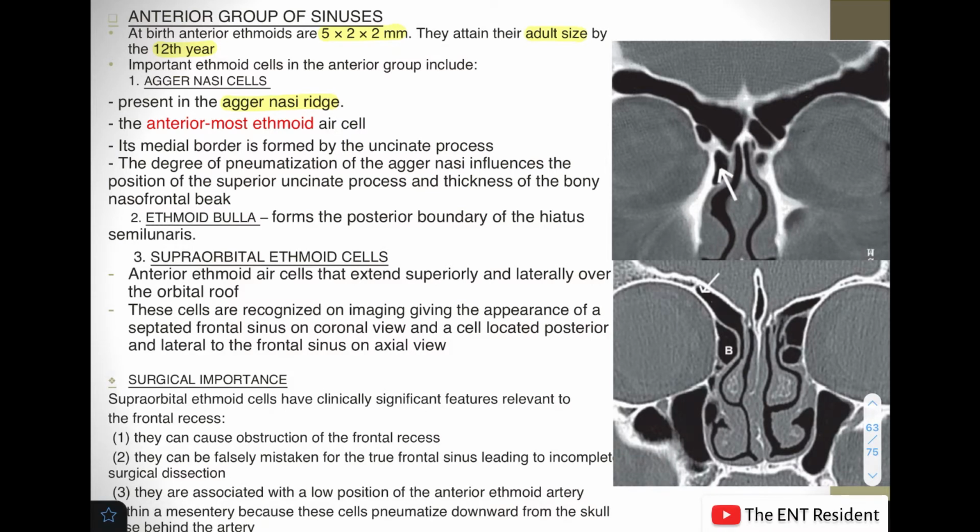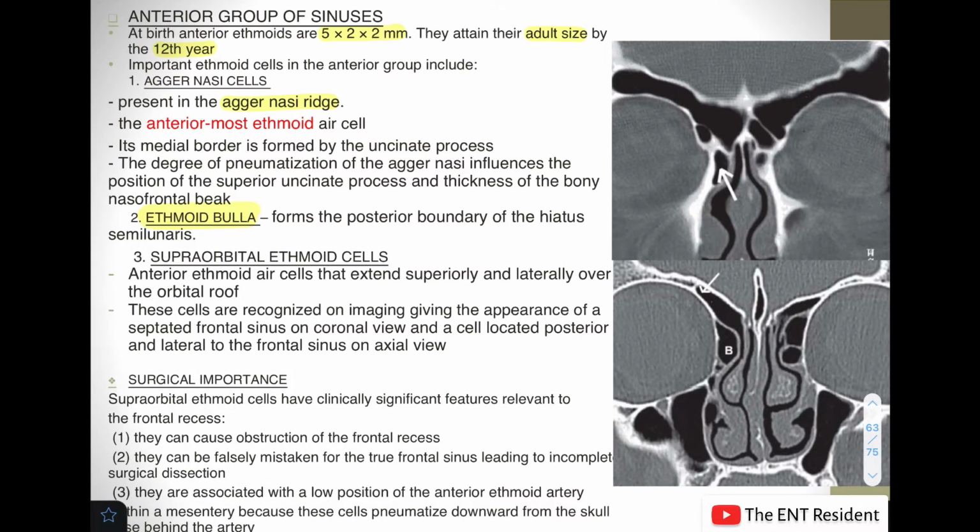The degree of pneumatization of the Agger Nasi influences the position of the superior uncinate process and thickness of the bony nasofrontal beak. Second is the ethmoidal bulla. We already discussed the ethmoidal bulla, how it forms an intricate part of the osteomeatal complex. Next comes the supraorbital ethmoidal cell.